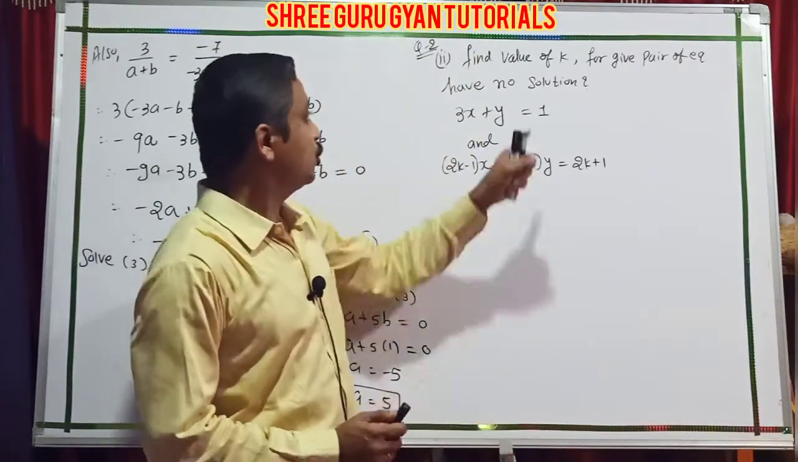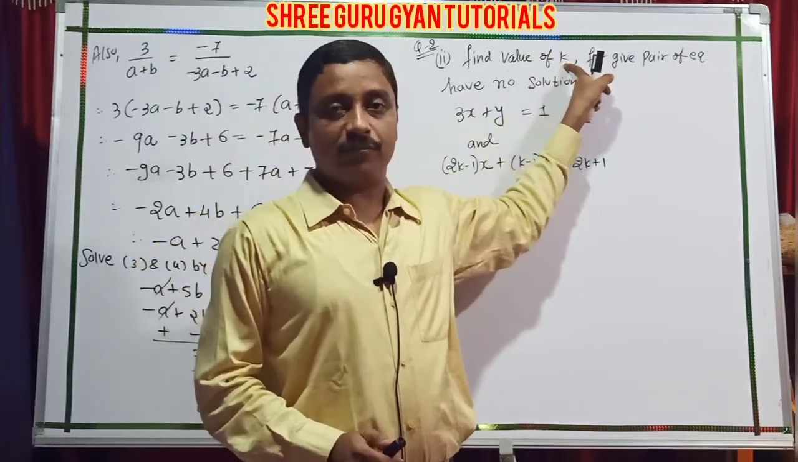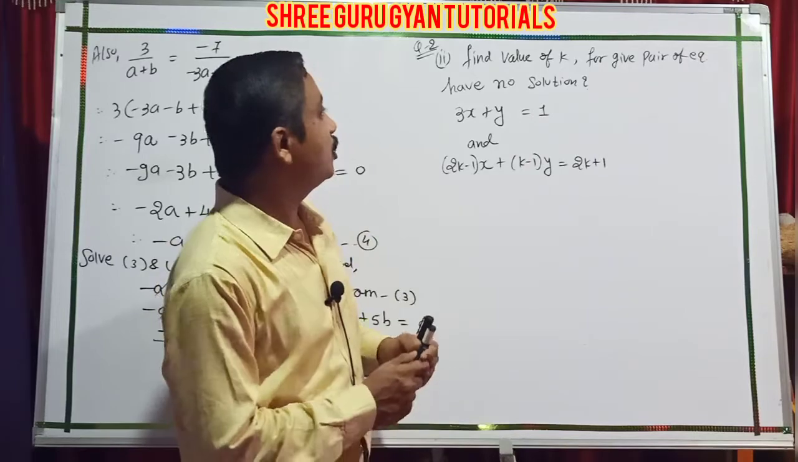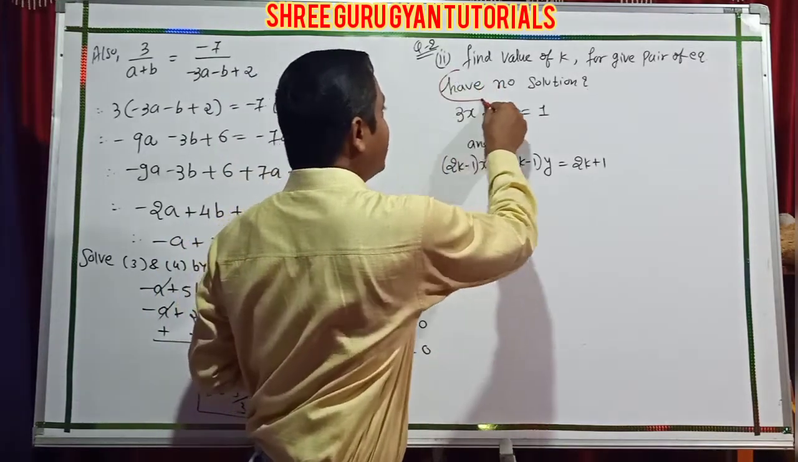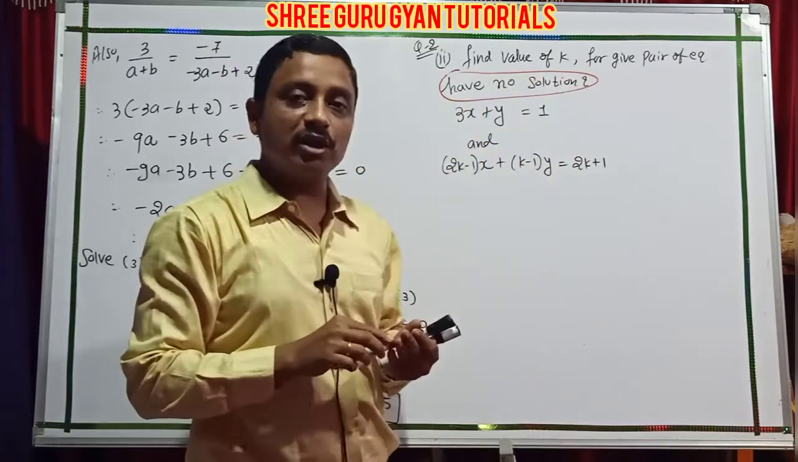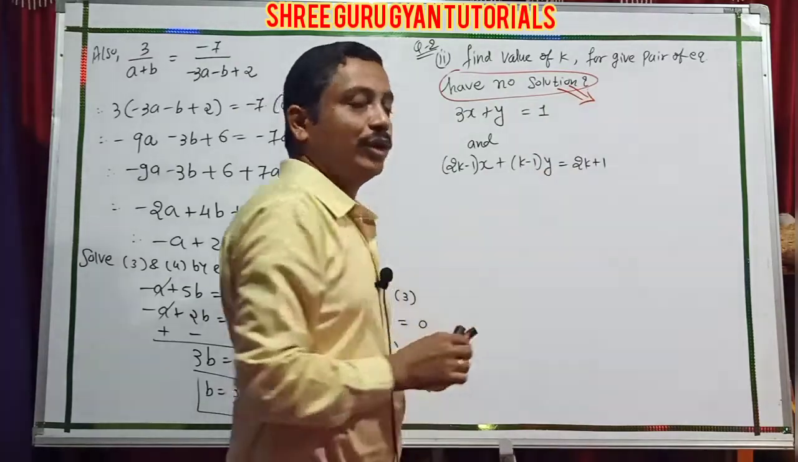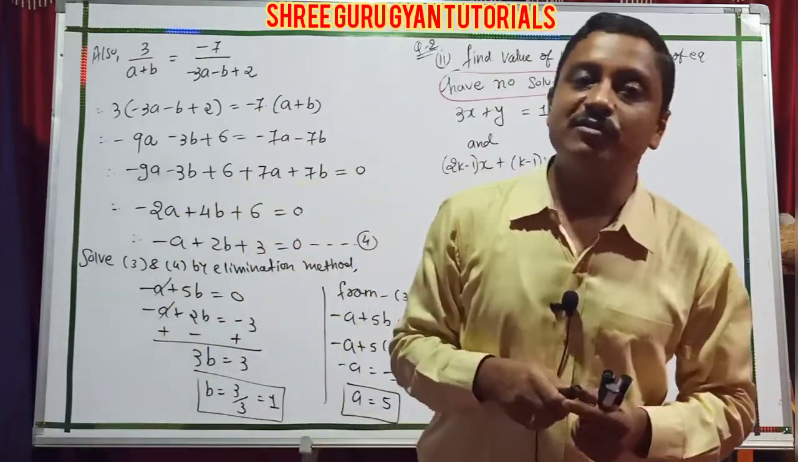Now one more numerical, students, the second one. Find the value of k for which the given pair of equations 1 and 2 has no solutions. Students, this question is asking about the no-solutions condition. So you know the condition for no solutions: A1 by A2 is equal to B1 by B2 is not equal to C1 by C2.